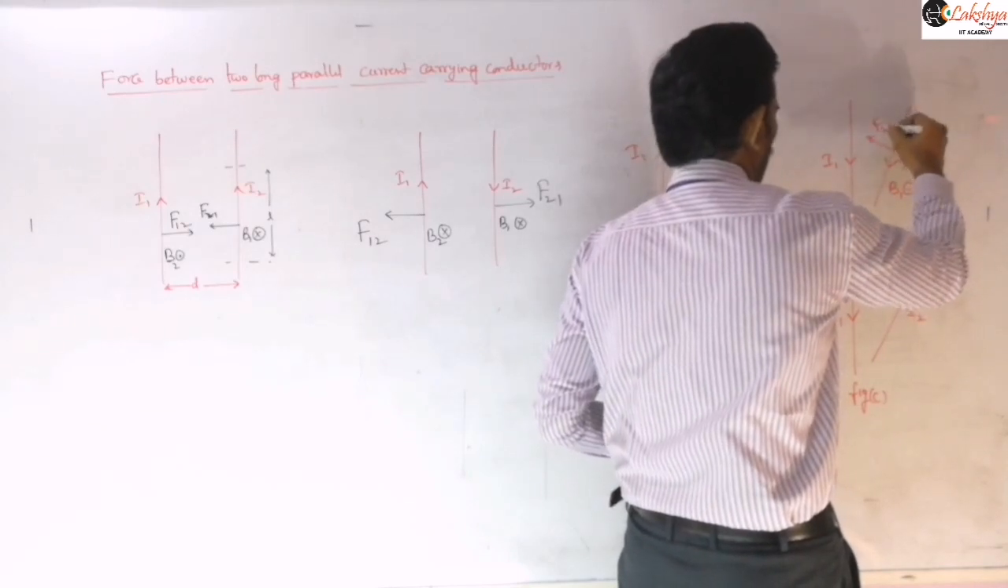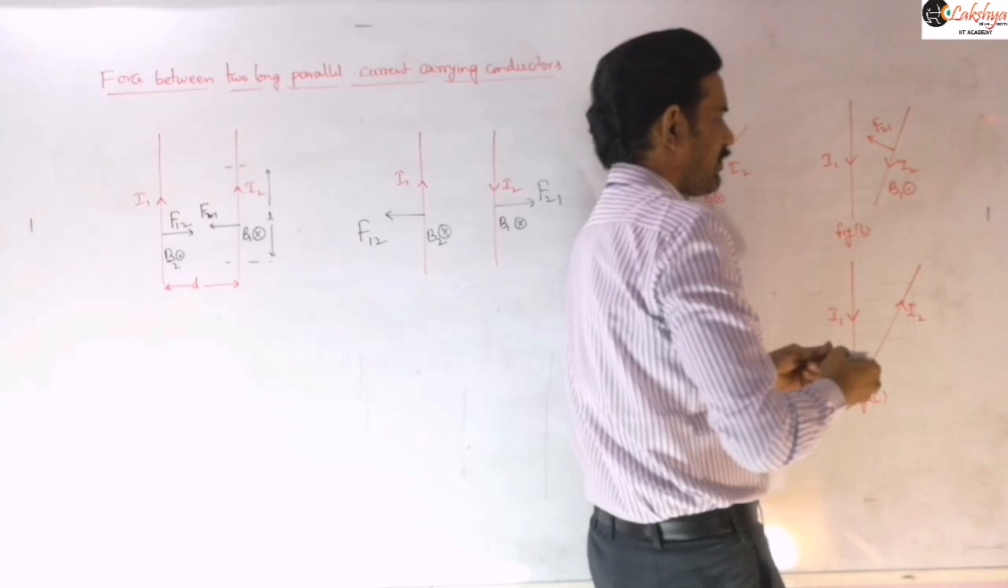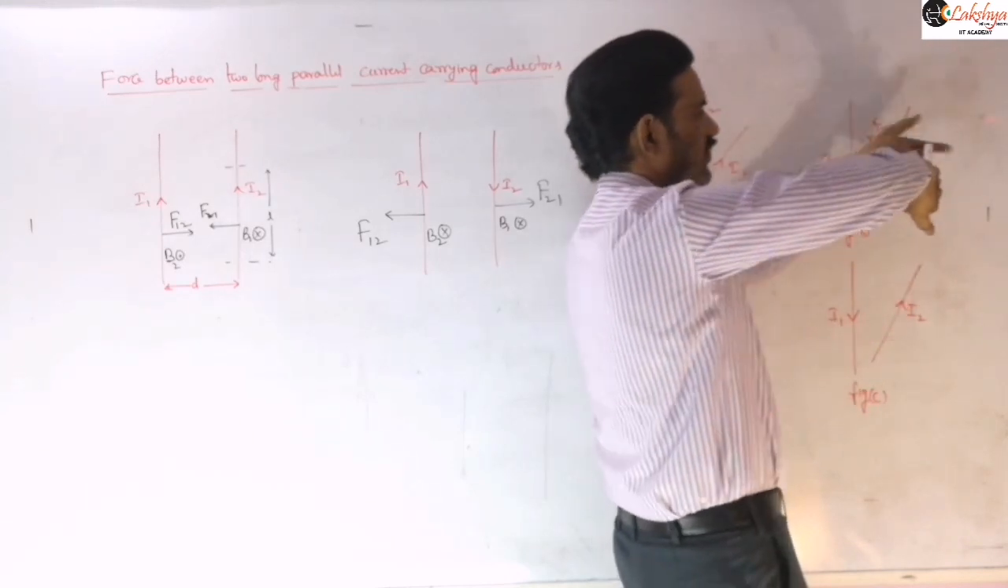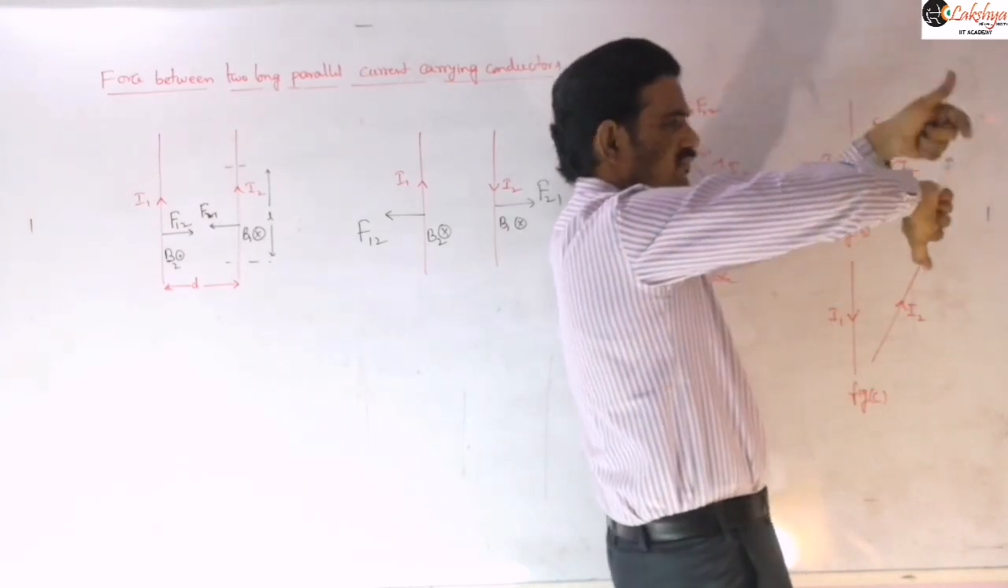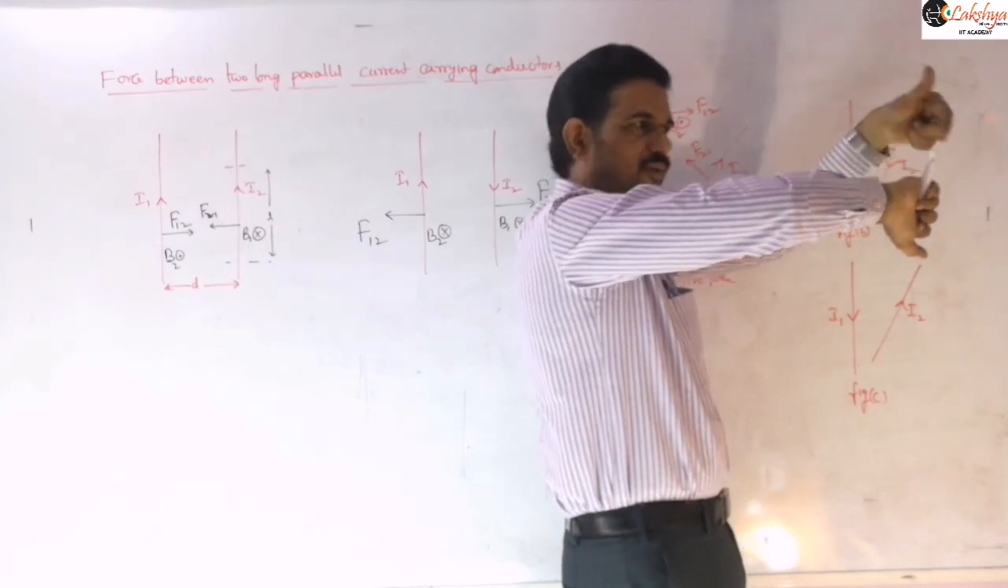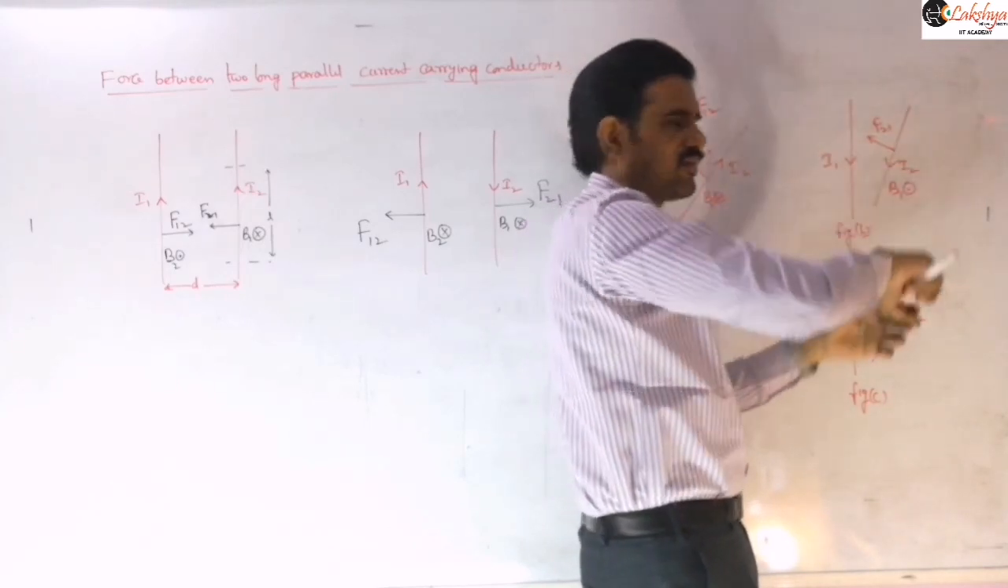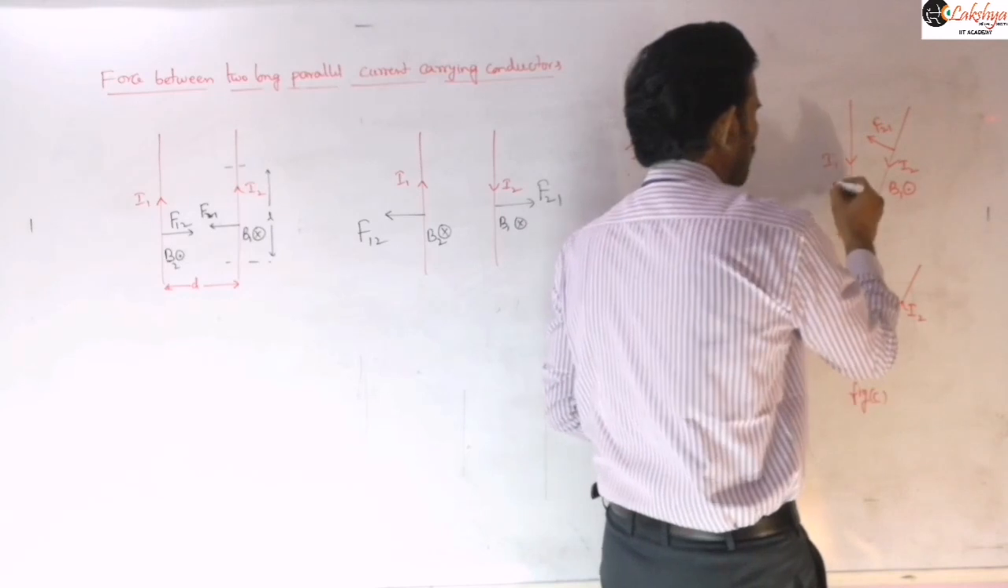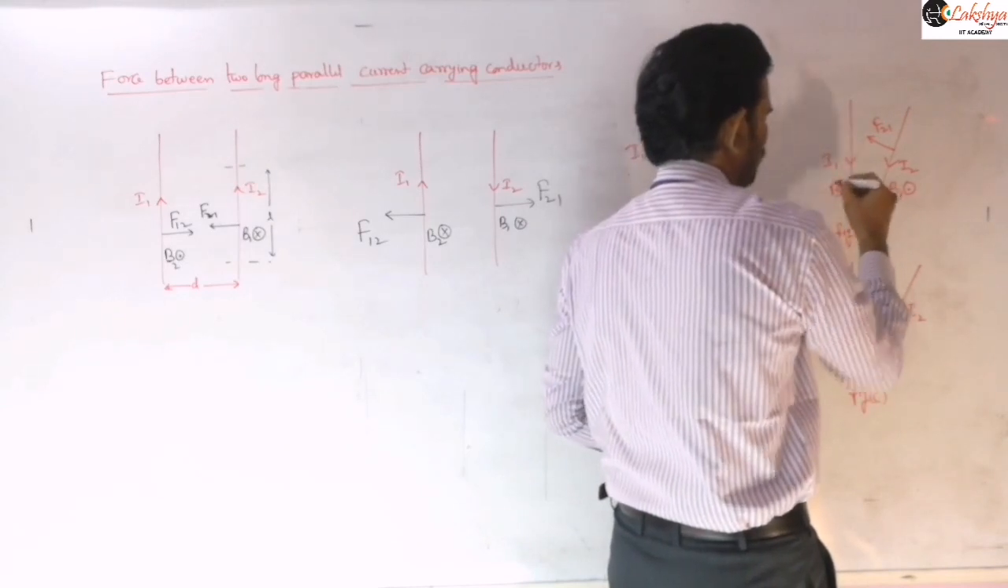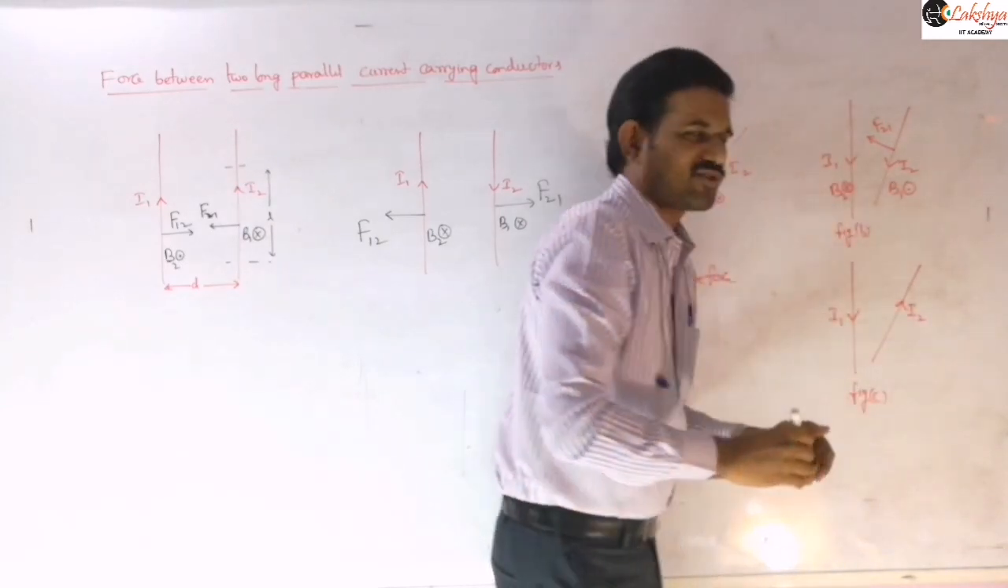This is F21. Now similarly, the magnetic field produced by this conductor, if I consider I2, the magnetic field due to I2 at the side of I1 will be into the plane. This side the field lines are coming into the plane. So here this is B2, into the plane. So now let us identify the direction of the force here.